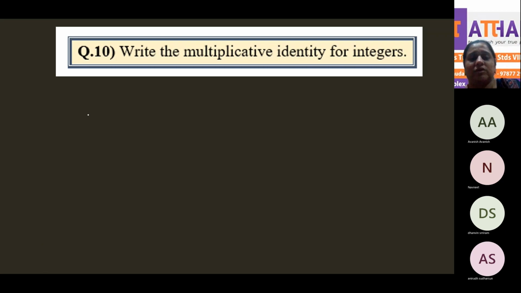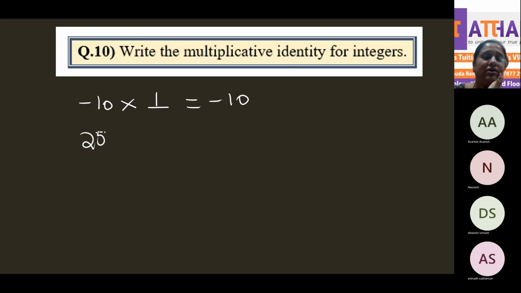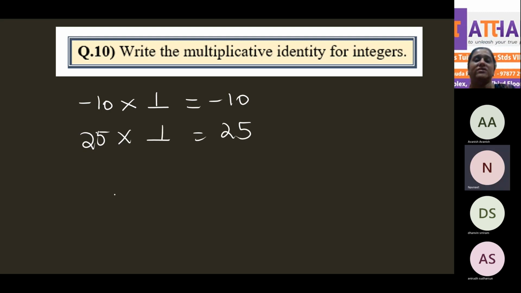Identity means we want to get the same answer, an identical answer. Supposing you have the number -10, you want to multiply it with something and get the same answer -10. Multiplicative identity means you take an integer, multiply it by something, and get the same answer. Say you take 25, multiply by something to get 25. That is 1. So 1 is the multiplicative identity for integers. The answer is this one.